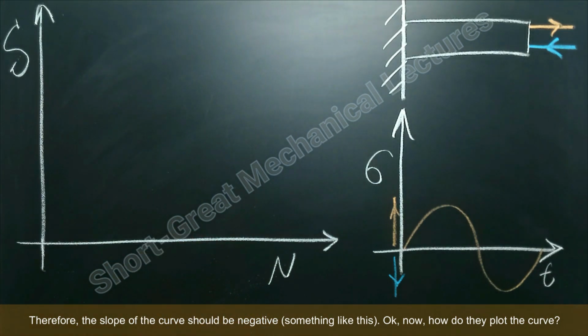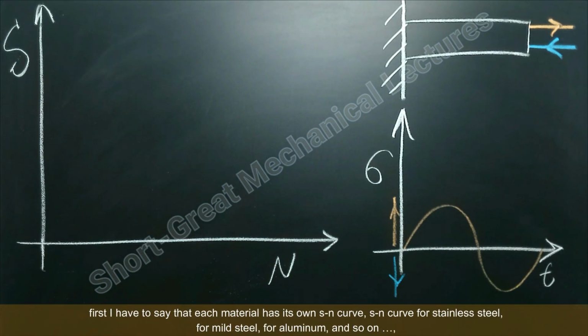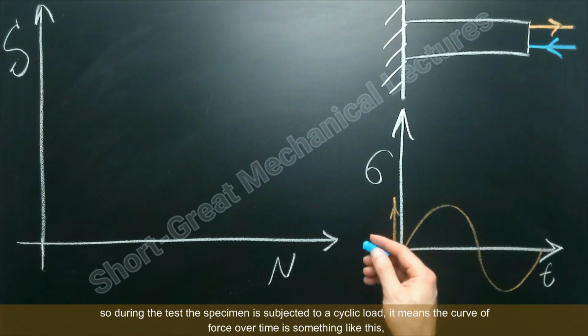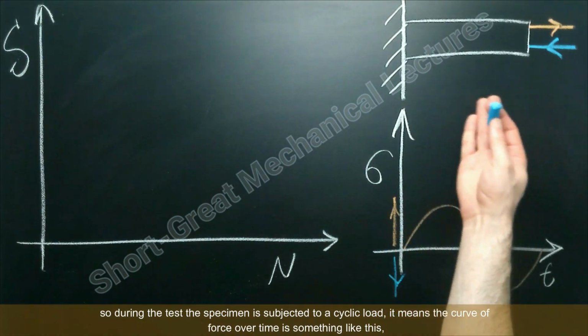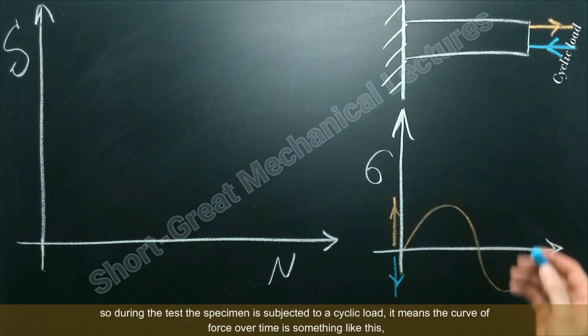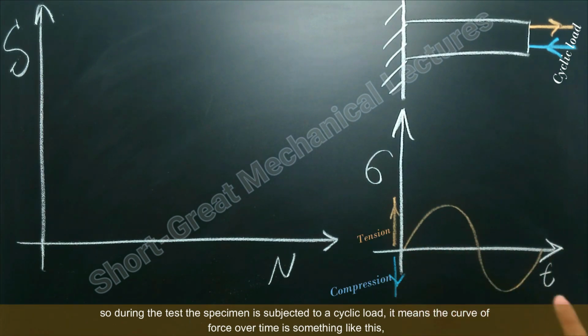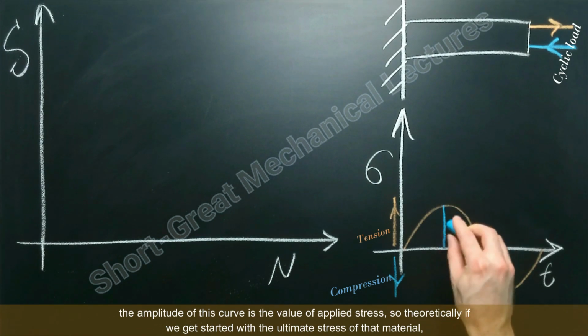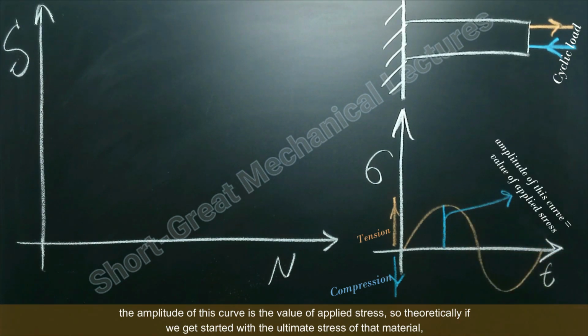Okay, now how do they plot the curve? First, I have to say that each material has its own SN curve. SN curve for stainless steel, for mild steel, for aluminum, and so on. So during the test, the specimen is subjected to a cyclic load. It means the curve of force over time is something like this. The amplitude of this curve is the value of applied stress.